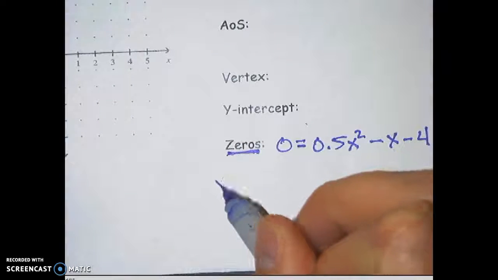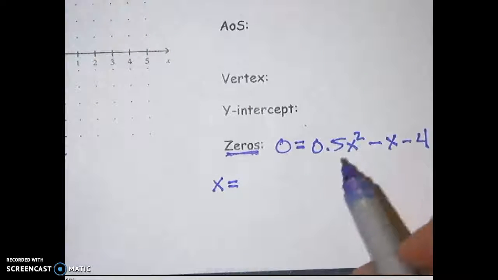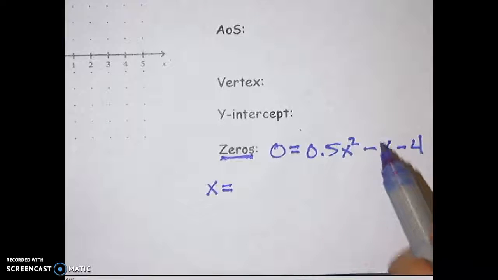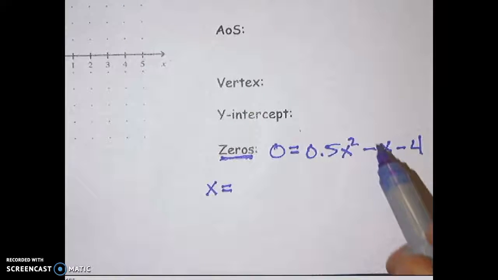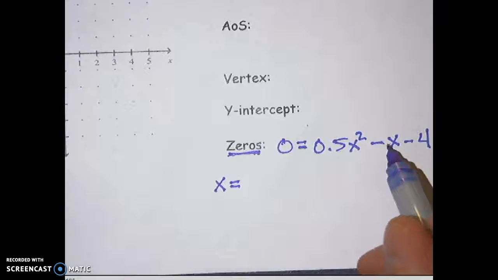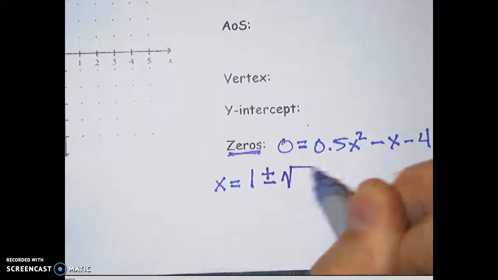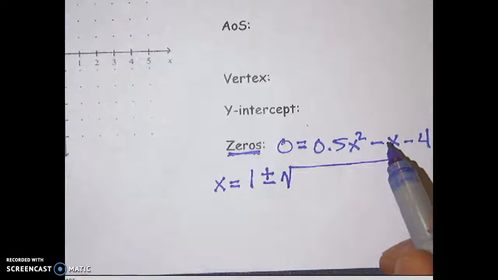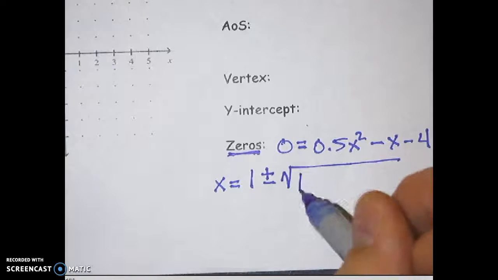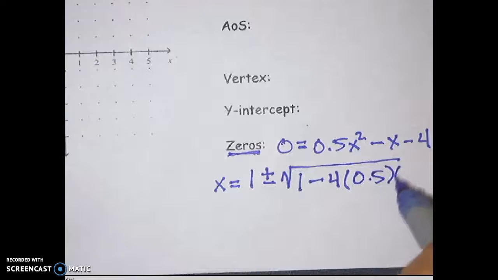So it's x equals opposite of our b term. You've got to be careful what your a's, b's, and c's are. Here a is 0.5. There's not a number here for b, so that means it's -1, and c is -4. So x equals opposite of -1, so that would be +1, plus or minus square root b squared. So again, b is -1, so -1 times -1 is just 1, minus 4 times a times c.